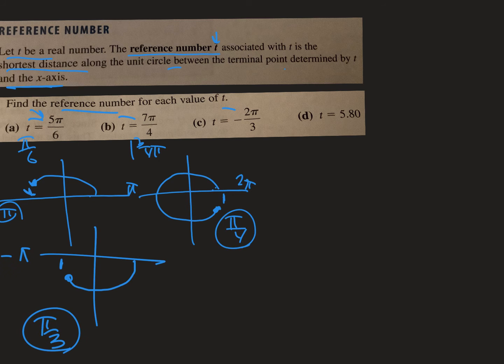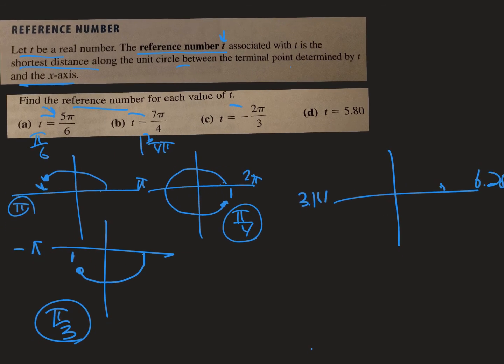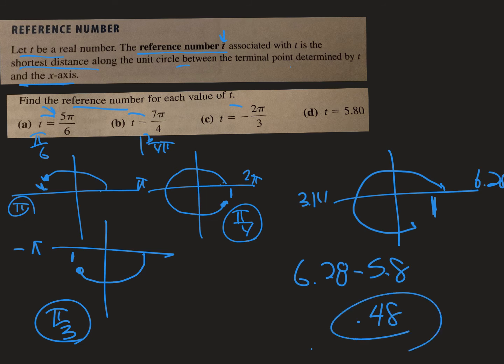5.8. Now, think about this. 1 pi is like 3.14, I'm estimating here. 2 pi is like 6.28. Okay, so 5.8 is about there. It's pretty close to 6.28. So how close is it? Well, I would subtract 6.28 minus the 5.8. I think that's going to give me like 0.48, and that'd be my reference number.